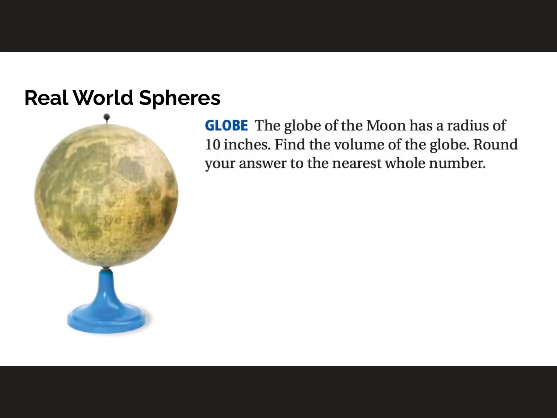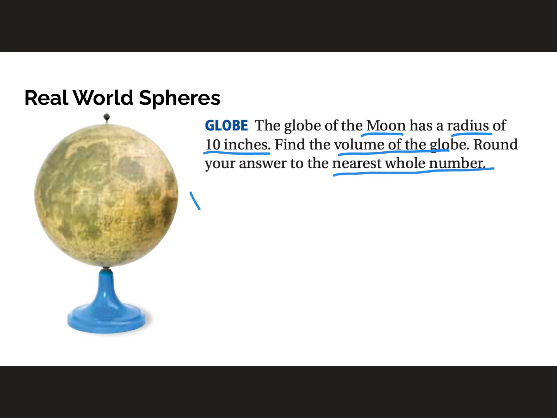So now let's talk about this in the real world. A globe. A globe of the moon. So this is a globe, but it's a globe of the moon. Has a radius of 10 inches. Find the volume of the globe. Round your answer to the nearest whole number. So they gave us instructions on what we're rounding to.